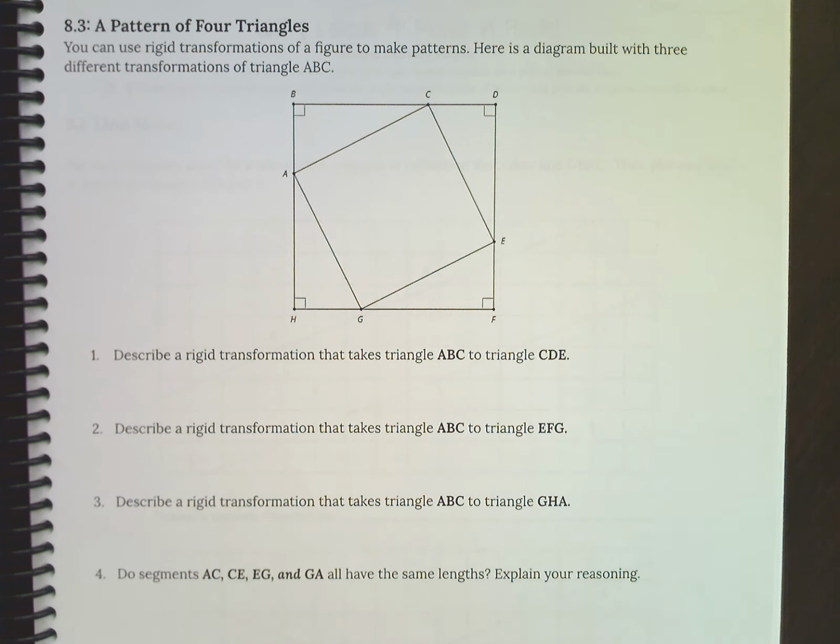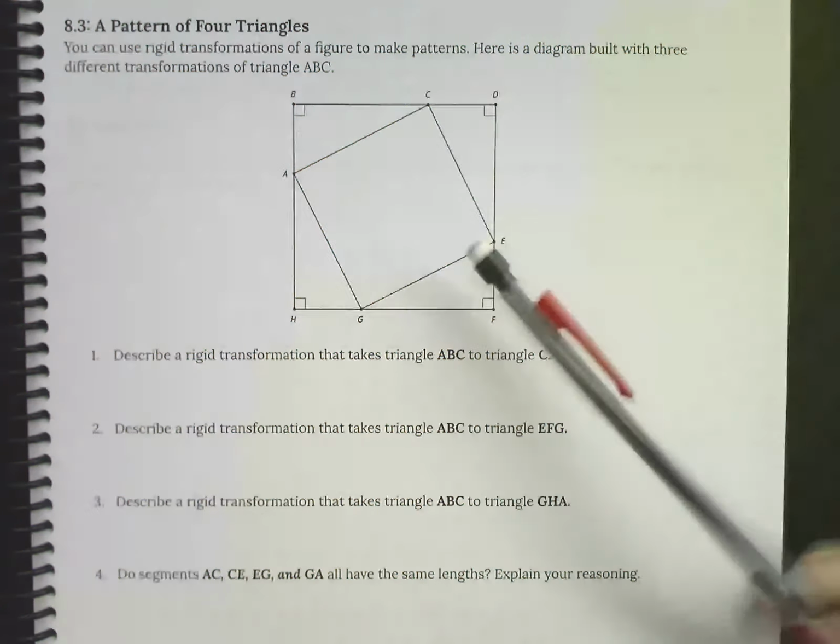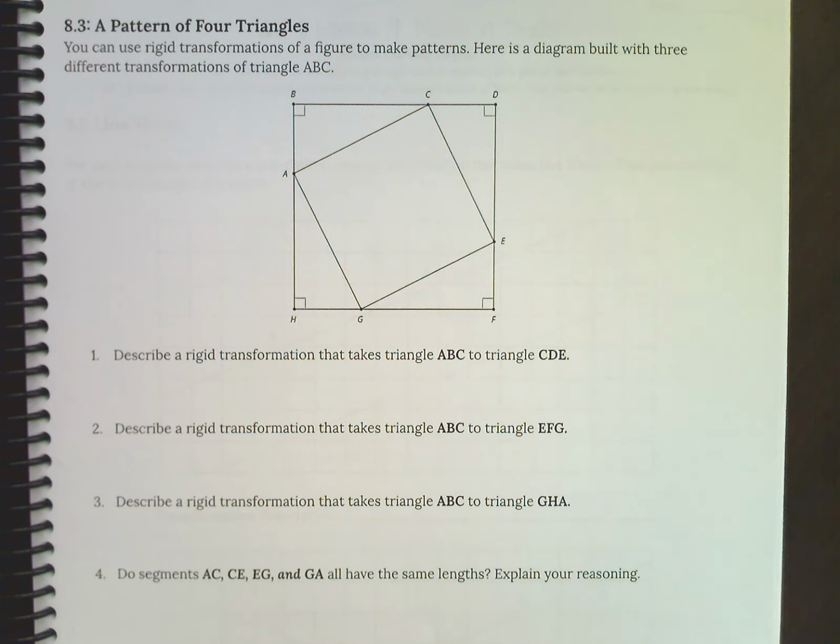This is a quick review on 8.3, a pattern of 4 triangles. So you should notice that you have a big square right here and that you have a smaller square within it, and then you have 4 triangles all around. So it says at the top you can use rigid transformations of a figure to make patterns. Here's a diagram built with 3 different transformations of triangle ABC.